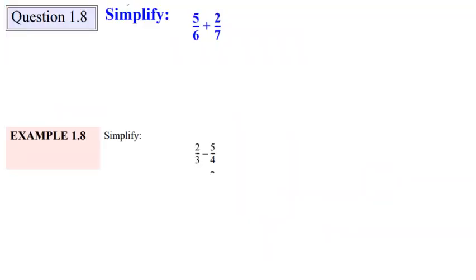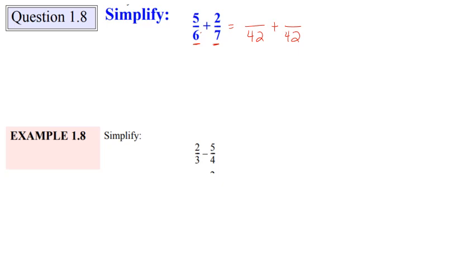Okay, the next lesson is adding and subtracting with different denominators. So we can't do this like we were doing in lesson 1.7. What we have to do is find a common denominator, and that means a denominator that both the old denominators go into. So these are my old denominators, 6 and 7, and I need to find a number that both of them go into, and in this case, it's 42. So I'm going to write this as my new denominator.